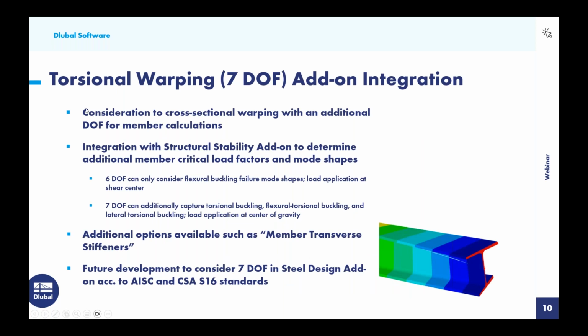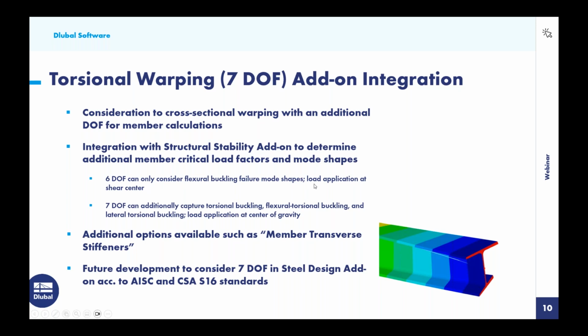And we have an additional add-on within RFEM 6 called Torsional Warping 7 degrees of freedom. So this allows us to consider the cross-sectional warping with an additional degree of freedom for member calculations. And what's nice is that everything is integrated automatically, including both with the static analysis, but also the structure stability add-on to determine additional member critical load factors and mode shapes. So again, 6 degrees of freedom can only consider flexural buckling failure. That's everything that we have seen up until now.